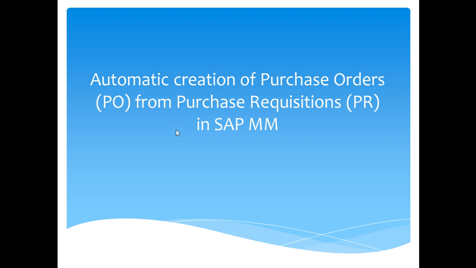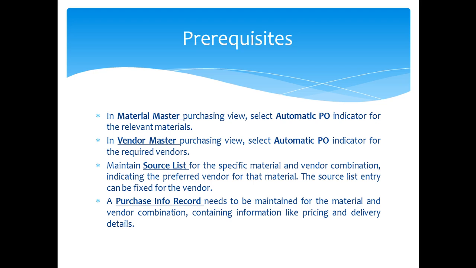Today we are going to discuss automatic creation of purchase order from purchase requisitions. To convert a purchase requisition to a purchase order automatically, there are some prerequisites that need to be fulfilled. First prerequisite: in the material master purchasing view, we need to select the automatic PO indicator.